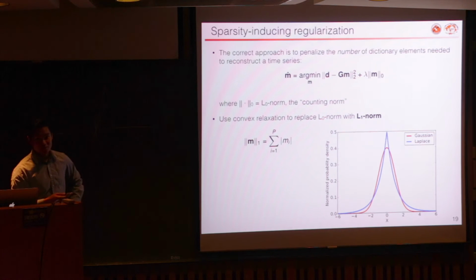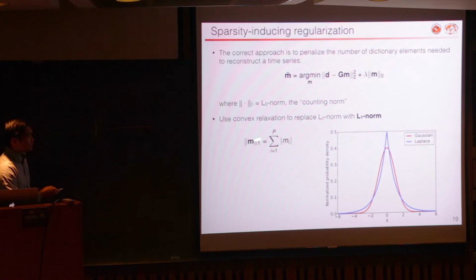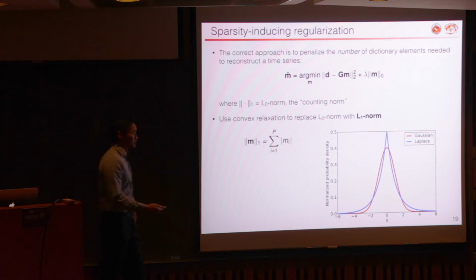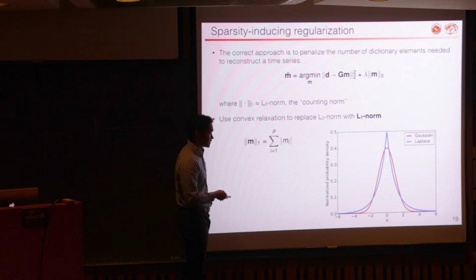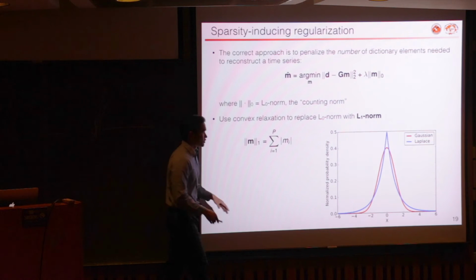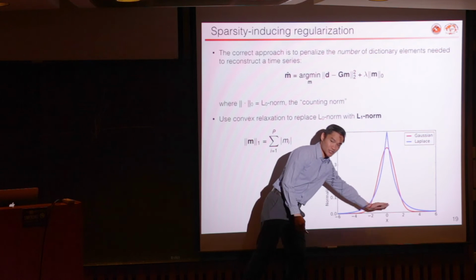Unfortunately, that's a very hard problem to do on a computer. It takes a lot of combinatoric math, and it'll take you thousands of years to solve. Fortunately for us, we can use convex relaxation to replace the L0 norm with an L1 norm, where the L1 is the sum of the absolute values. And if you think about it in a probabilistic manner, the L1 norm is exactly a Laplace prior on your coefficients, where you have a prior belief that the coefficients should be close to 0.